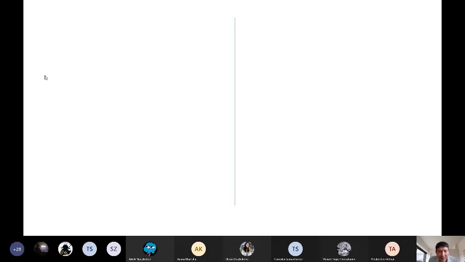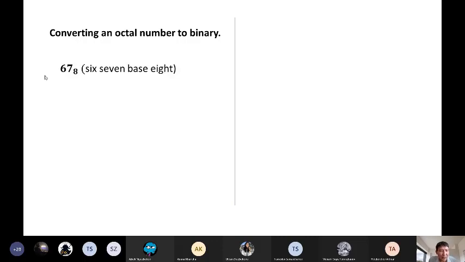For example, here is converting an octal number to binary. Say you have 6, 7. How should you pronounce it? You should not say 67. You should say 6, 7 base 8. Your goal is to convert to binary. So you just write down 7 and 6 separately. 7 from the table will be 1, 1, 1. 6 from the table will be just 1, 1, 0.